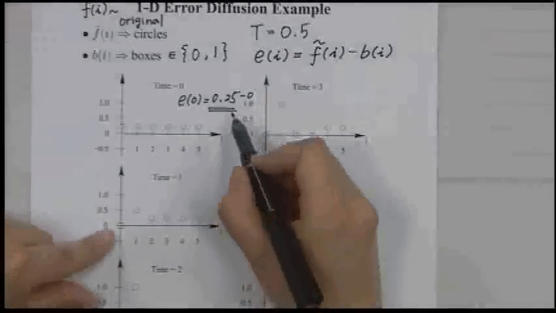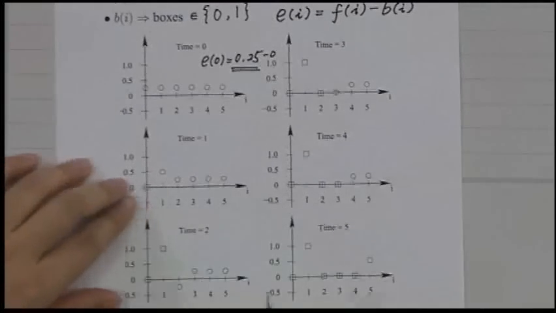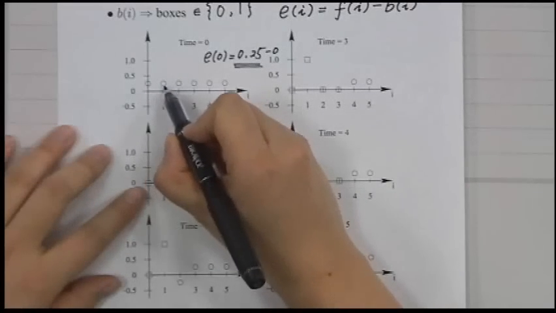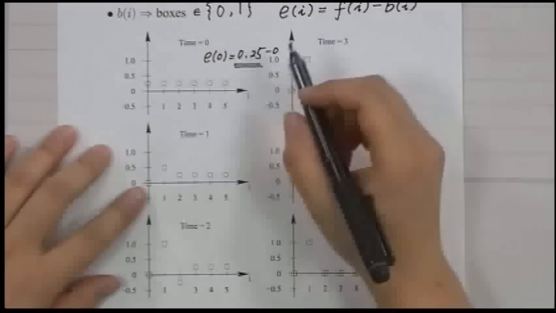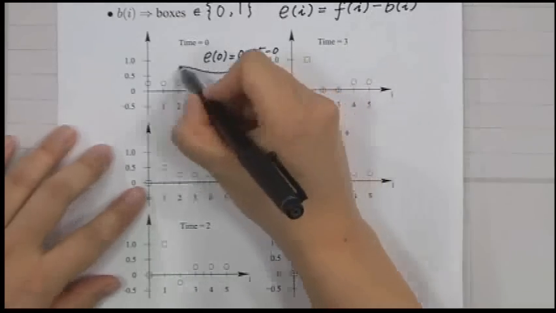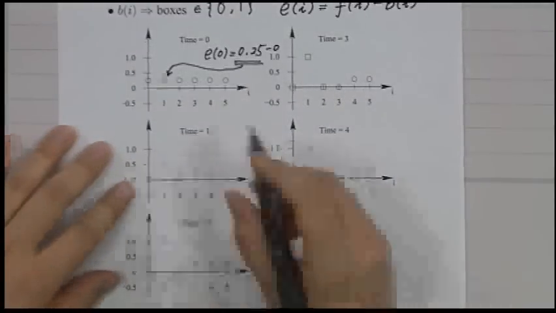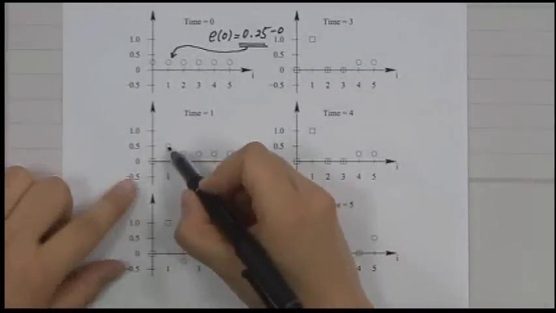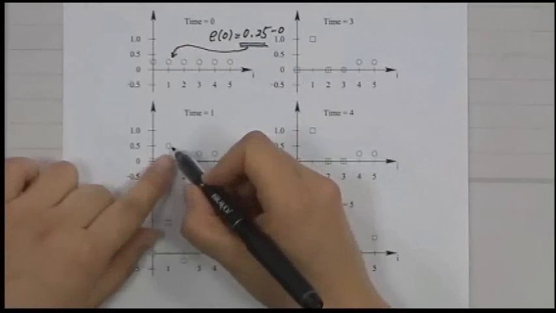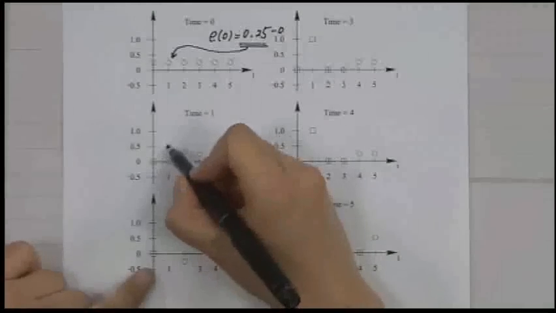And then we want to propagate this error to the next data. The next data's original value is 0.25, but the previous data has an error, so we add this error to it, and it becomes 0.5. Okay, we adjusted this value. Then we apply binarization by thresholding. 0.5 is equal or greater than 0.5, so now we snap this value to 1.